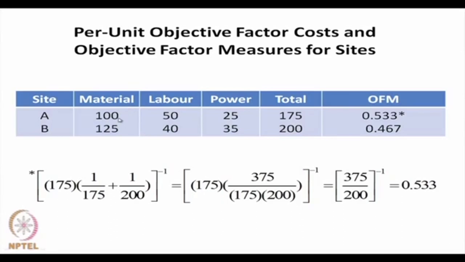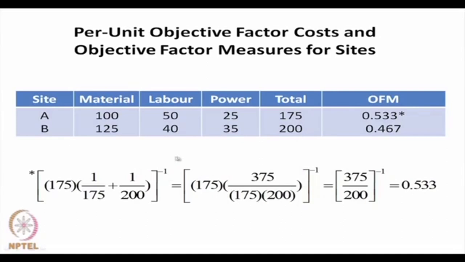Let us say that these are figures in rupees per unit: material cost, labor cost, and power cost. For site A, the estimate says that these costs add up to 175 rupees per unit. And for site B, material cost is 125, labor cost 40, power cost 35, and this is 200 rupees per unit.